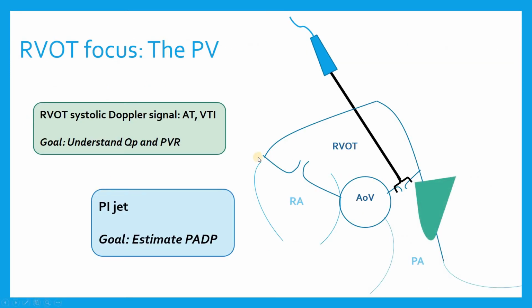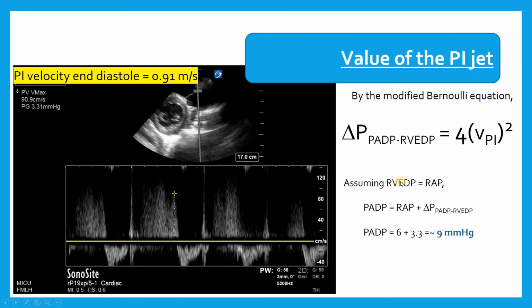All right. So we've talked a lot about acceleration time. We've talked about velocity time integrals. We've looked at some other hemodynamics I can get from the acceleration time and the velocity time integral. The last thing now we're going to talk about is my pulmonary insufficiency jet. Now usually this is a low enough flow velocity that I can use pulse wave Doppler, but for regurgitant signals you should probably be using continuous wave Doppler just to be sure you're picking up the maximal velocity. And my jet here is going to be used to estimate my PA diastolic pressure.